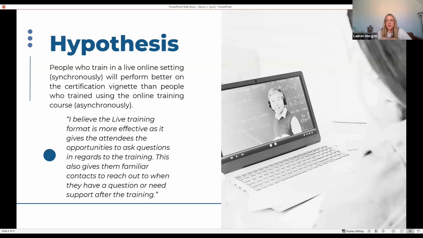We did survey our trainers, and 5 out of the 6 believed that live training would perform better. We have this quote here from one of our trainers. It says, "I believe the live training format is more effective as it gives the attendees the opportunities to ask questions in regards to the training. This also gives them familiar contacts to reach out to when they have a question or need support after the training." So that's very valid and very true, which is why we did believe that the live online setting would have a higher reliability score.